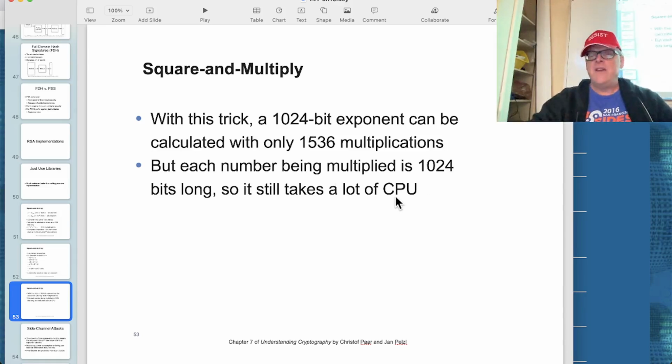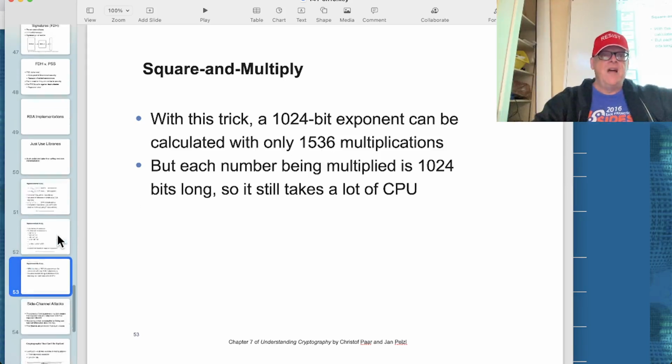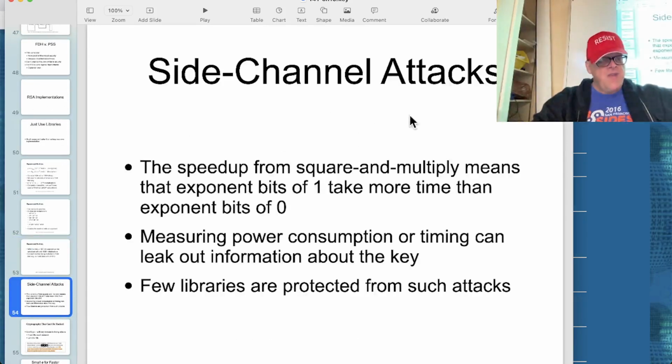All right, it still takes a lot of CPU, though, because each one of those has to be done with 1024-bit integers. So you have long integers you're multiplying together, and you have to do 1,500 of those multiplications, but that's not too hard. And then there's side channel attacks.